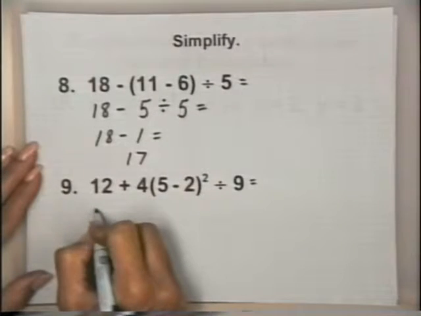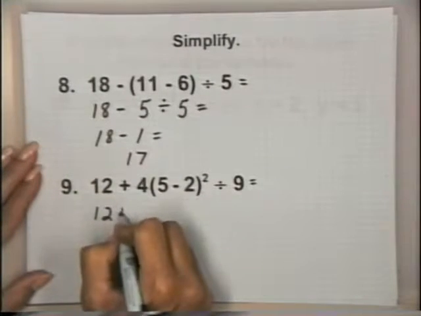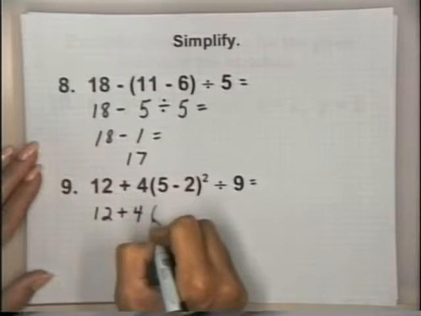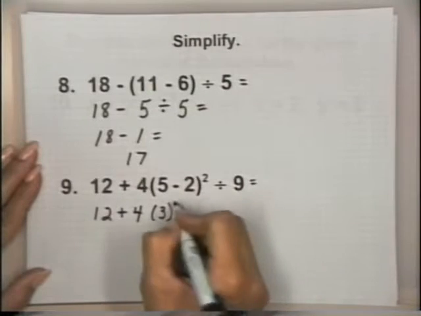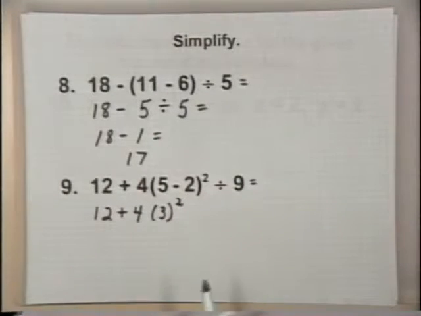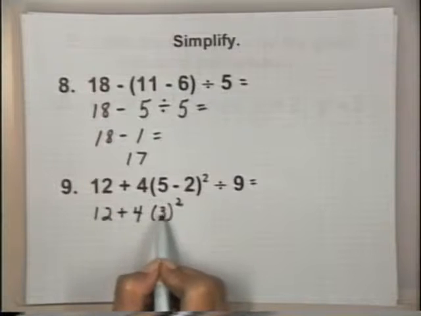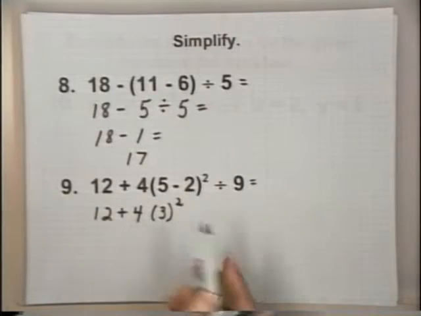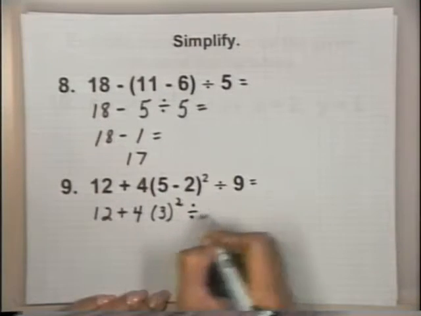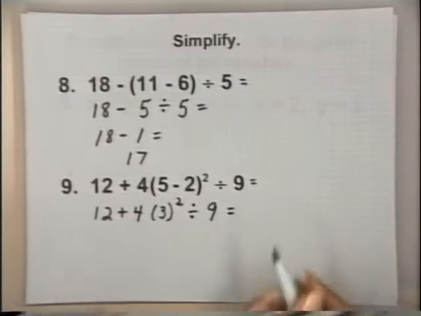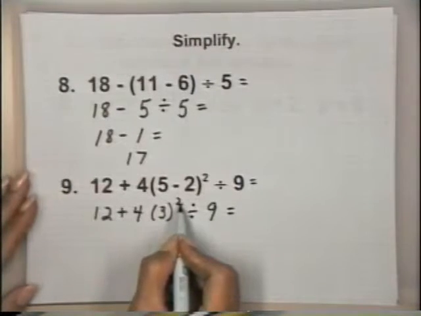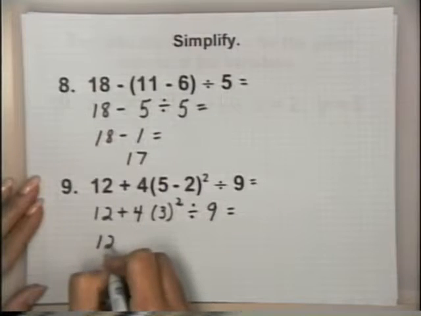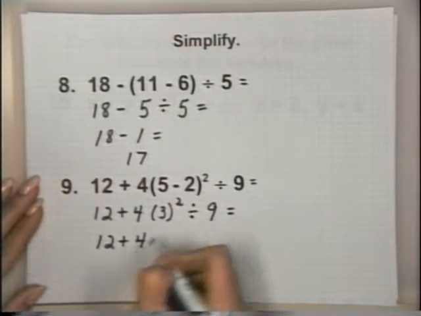Perform the operation in parentheses first, so we'll have 12 plus 4. In parentheses, I have 5 subtract 2, that would be 3. I'm going to keep the parentheses so that I will remember to square the 3, and then I need to multiply that times the 4. Let's write the divided by 9. All right, we have performed the operation inside of parentheses. Now we have to evaluate the expression raised to a power. So we have 12 plus 4.